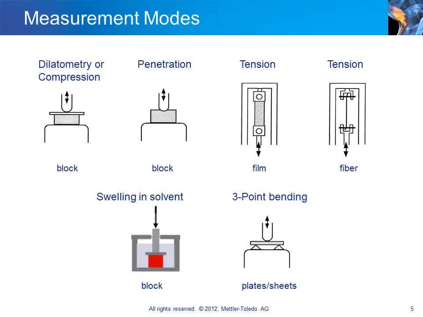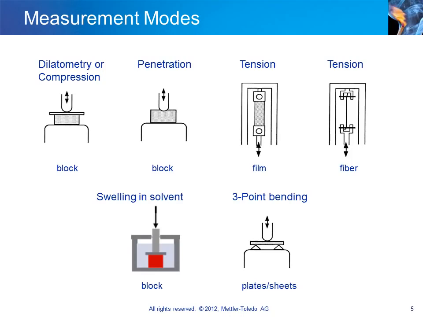I would now like to discuss the different TMA measurement modes. The choice of the measurement mode is determined by the shape and properties of the sample and the information required. The upper left diagram in the slide illustrates the dilatometry or compression mode.